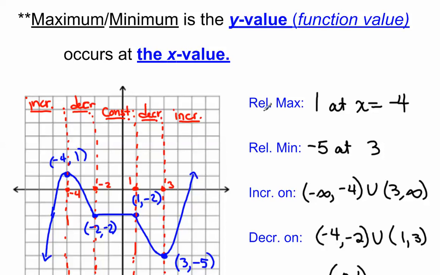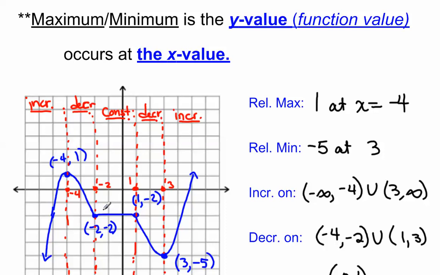Okay, so we would say we have a relative max, and it's relative because it's only within this little area. That's really not the very highest point the graph will ever get, because this arrow tells me it's going to go to infinity eventually. But within this area, we have a high spot. And that relative max is the value of 1. It occurs at x equals -4. What about a minimum? Here's the only dip that I see, and the y value is -5, so my relative min is -5, and it occurs at 3.